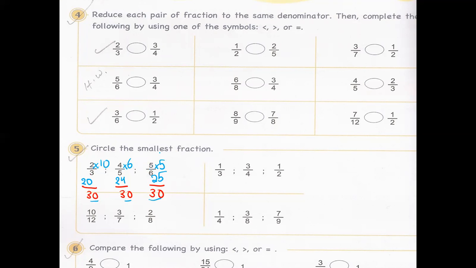Which one is the smallest fraction? The one that has the smallest numerator. Which one? 20, 24, or 25? For sure, 20. So 20 over 30, it's the same as 2 over 3, is the smallest fraction. I circled it. Okay? This is the first example if we are making the denominators the same. I will do the second example.